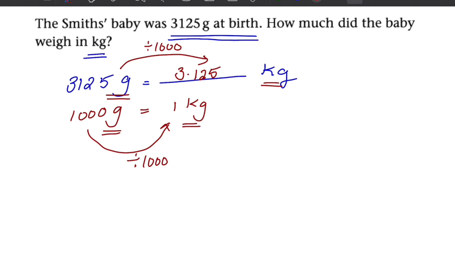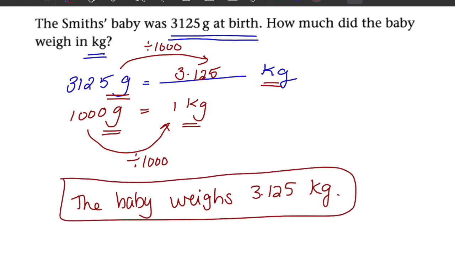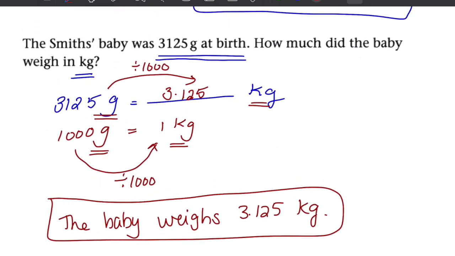So let's write a summary sentence. The baby weighs 3.125 kilograms. And again, units, okay? All right, so I am going to stop here for this video. The next video, I will do more word problems with metric units of mass.